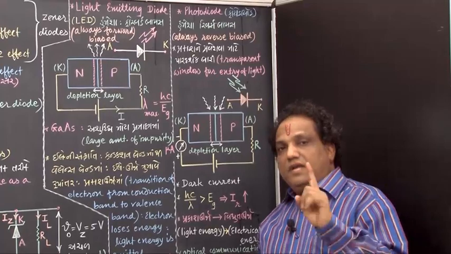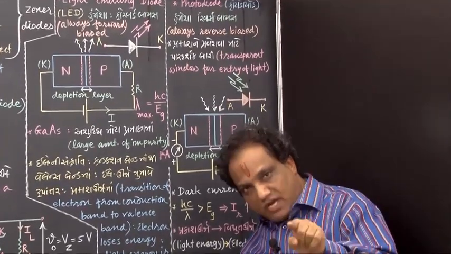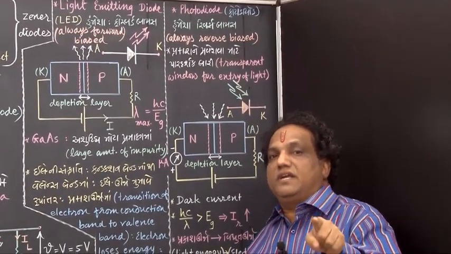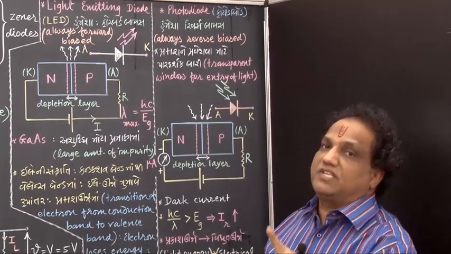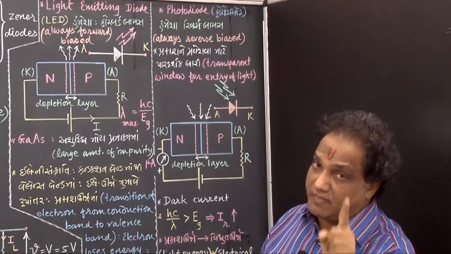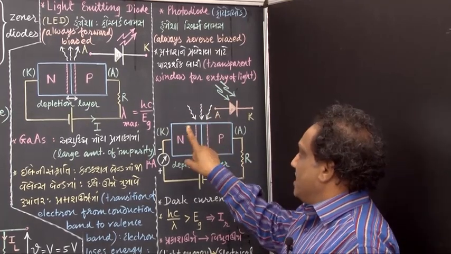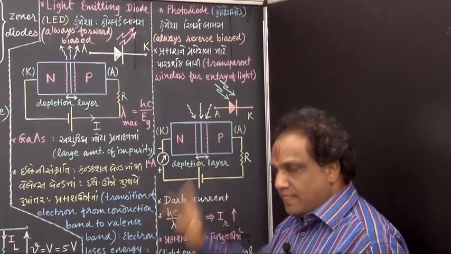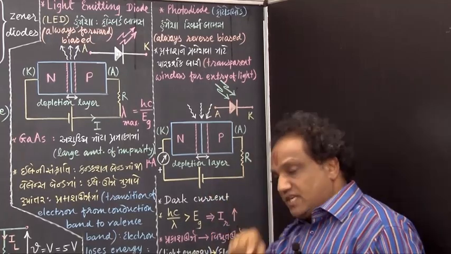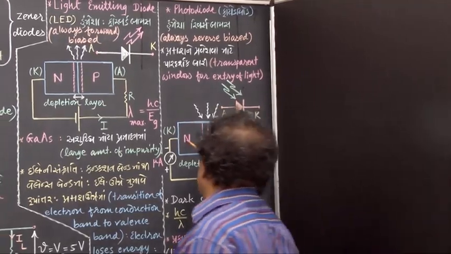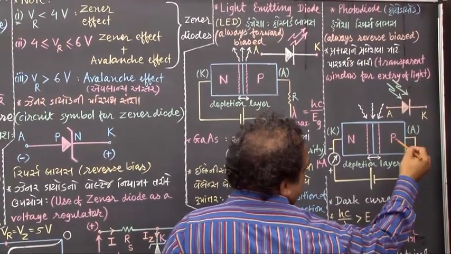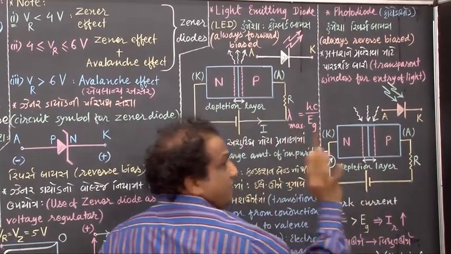Photodiode. It is a normal PN junction diode only, but it is connected always in reverse bias condition. The normal PN junction diode we just show this way, and because it is connected in reverse bias condition, N is with positive and P is with negative. So it is reverse bias.